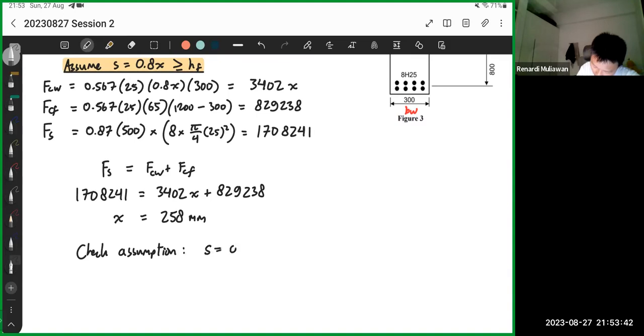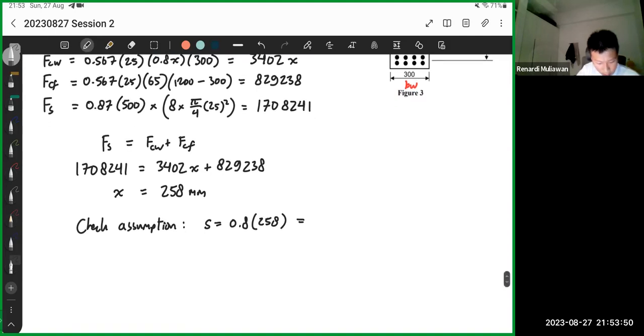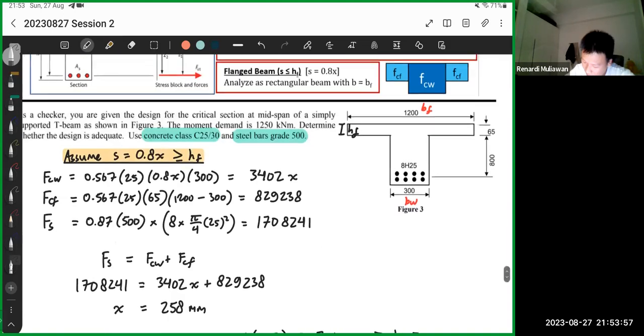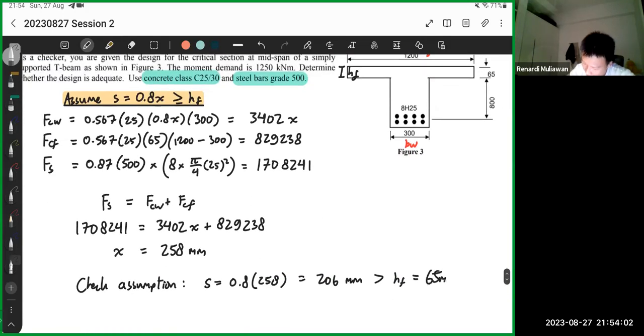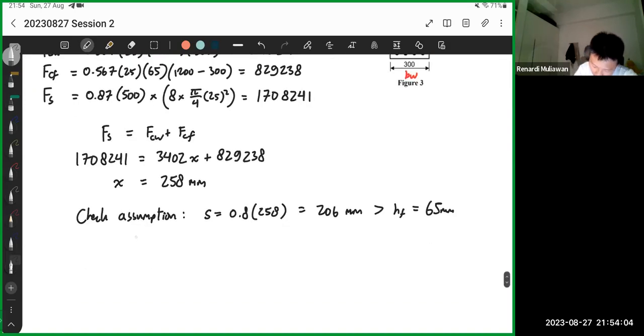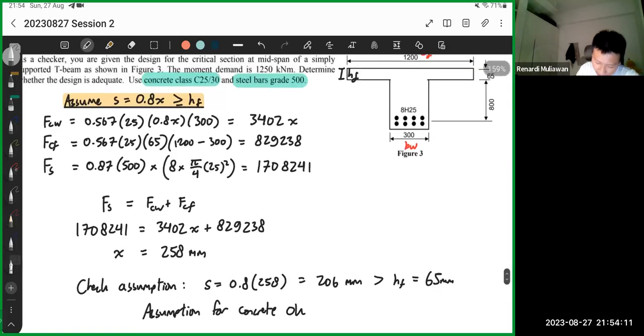So S is 0.8 multiplied by 258. That is 206 millimeters, which is above HF. HF just now is just 65. Okay. So assumption is correct. Assumption for concrete, okay. Because it means that our assumption of it being until like this, right, is correct.